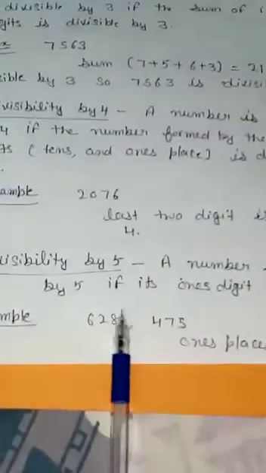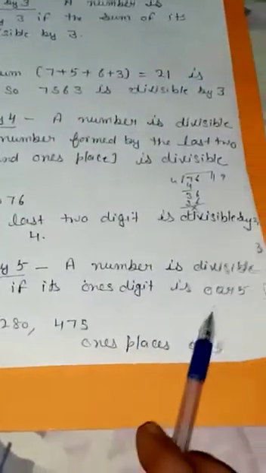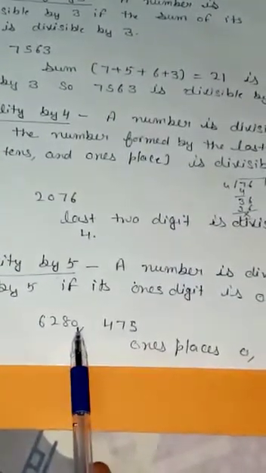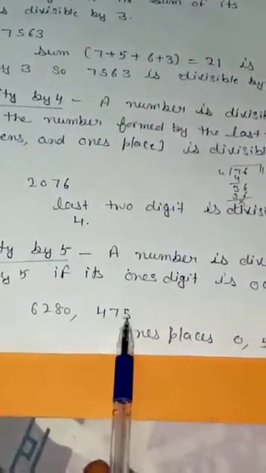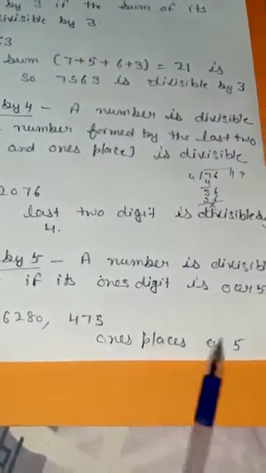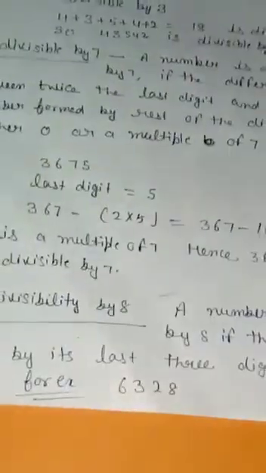The fourth is divisibility by 5. A number is divisible by 5 if its one's digit is 0 or 5. For example, 6280. The one's place is 0. 475. The one's place is 5. The one's place is 0 or 5. So these numbers are divisible by 5.